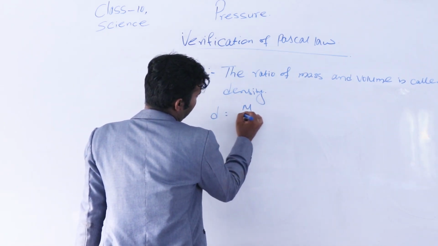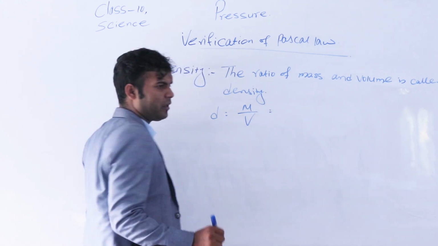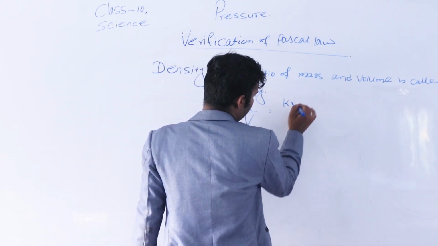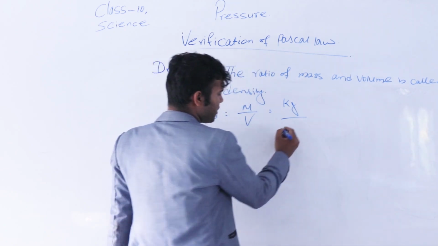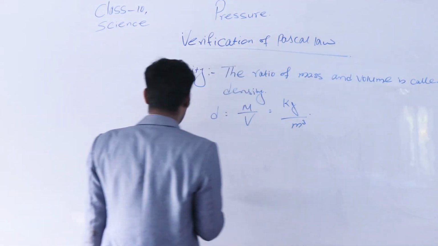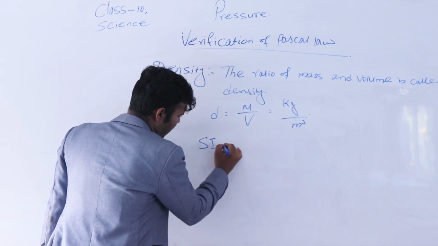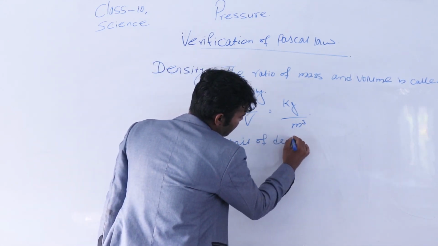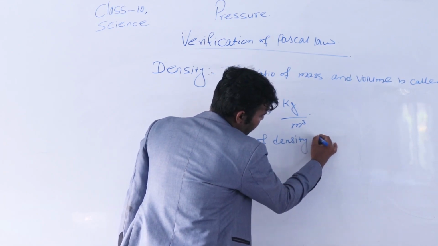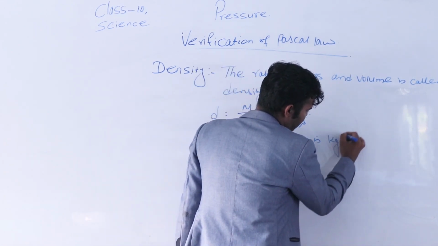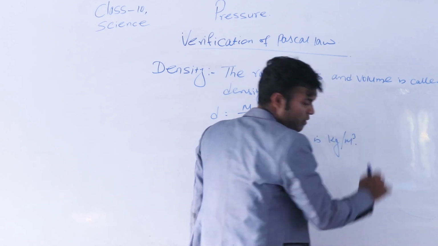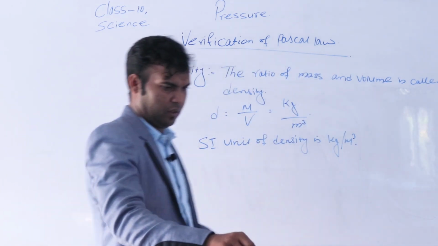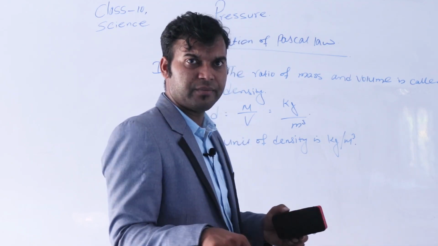D is equal to mass upon volume, when the unit of mass is kg and the unit of volume is meter cube. It means that the SI unit of density is kg per meter cube, isn't it? Okay, student.